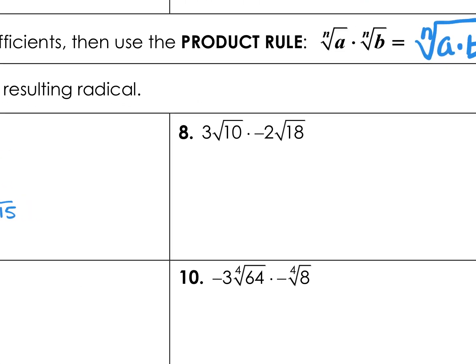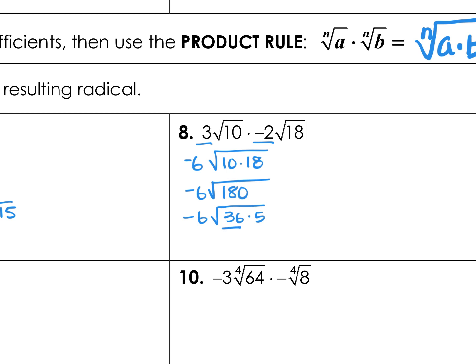If you've got numbers on the outside, you're just going to multiply those numbers first. So I have negative 6 times 10 times 18. So negative 6 root 180. Look for perfect squares that go into 180. I think 36 is the largest perfect square that goes in there, so that's 36 times 5. So take out 6, and we get negative 36 square root 5 as our final answer.